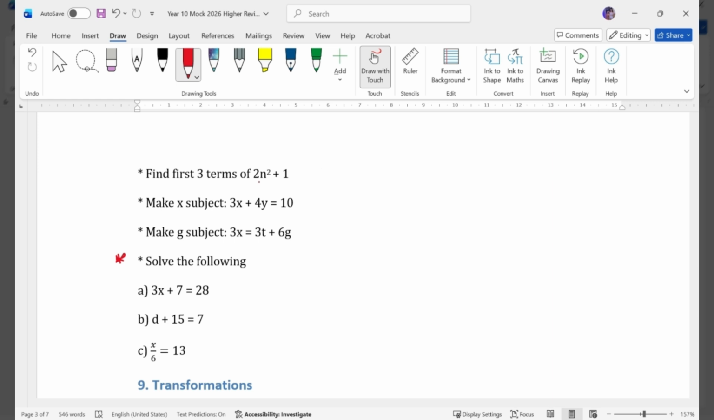The first 3 terms of this sequence, in other words, swap n for 1, work out what the answer is. Then work out the second term, n equals 2, then work out the third term. Be careful though, right? It's not 2 times 1 squared. Sorry, watch how I write it. It's 2 times 1 squared plus 1. You work that bit out first. 1 squared is 1. 2 times 1 is 2. Add 1 is 3.